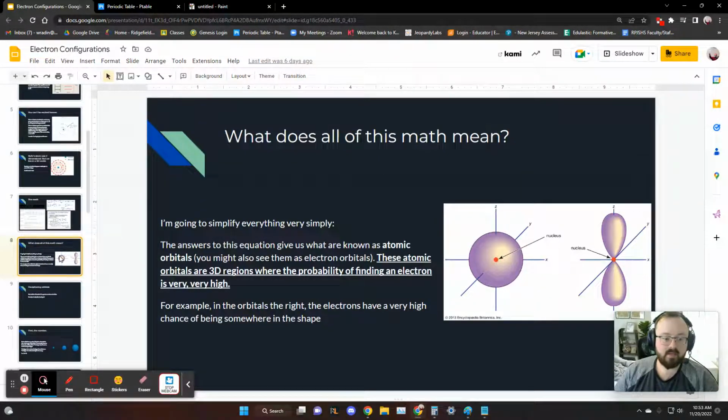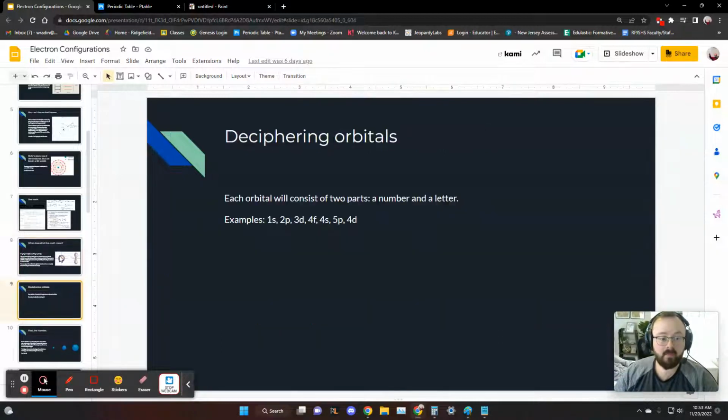So with that being said, this is where you're going to find your electron most of the time, in one of these orbitals. They have different shapes, different sizes. They look like this. They have a number and a letter. So when I ask you for the orbital, I'll ask 1s, 2s, 2p, 3d, and so on.